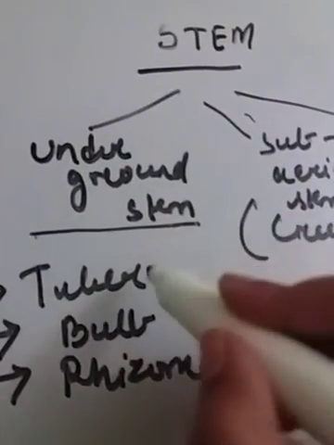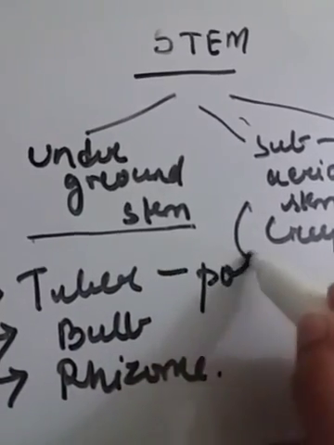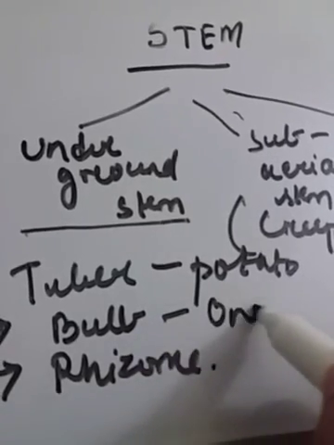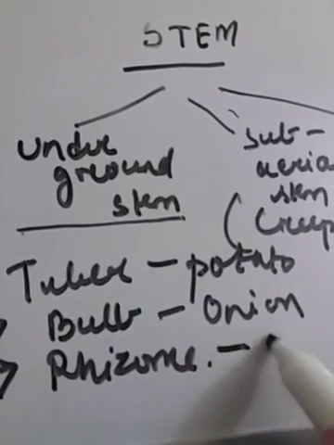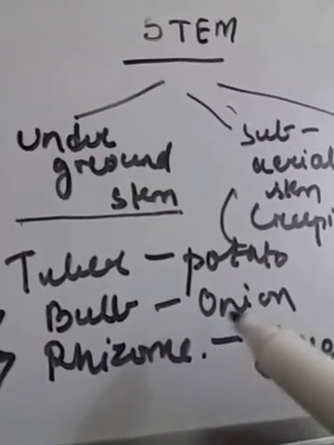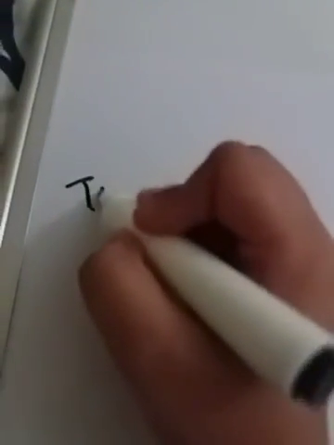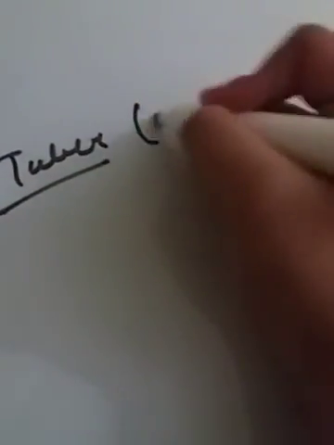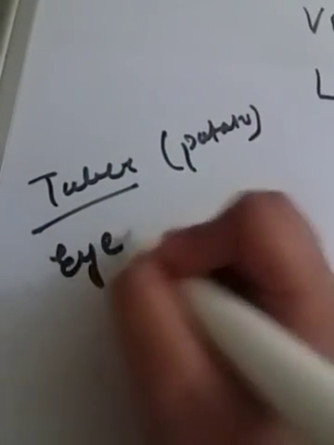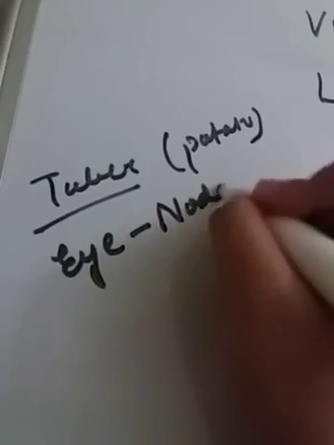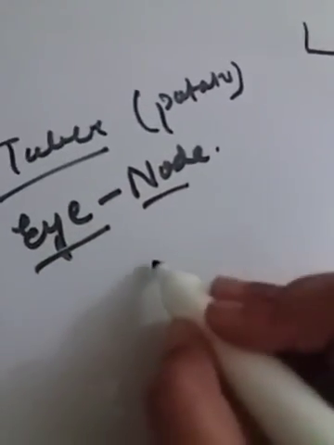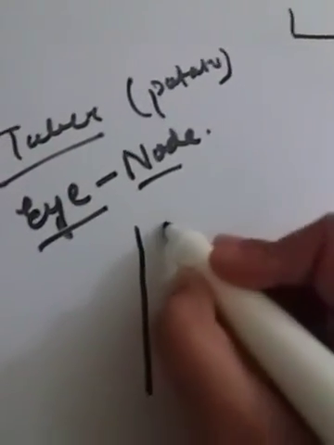In tuber, the very common example is potato. In bulb, onion. Rhizome, ginger. Too simple. In potato, which is the node? The eye is the node. Or the question may come, what is node? The eye of the potato. Its stem is somehow like this.